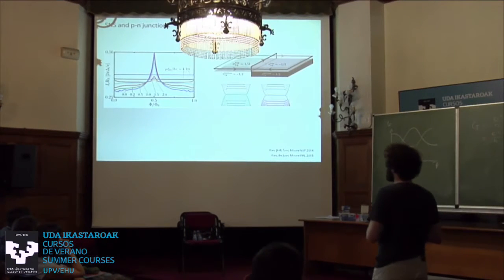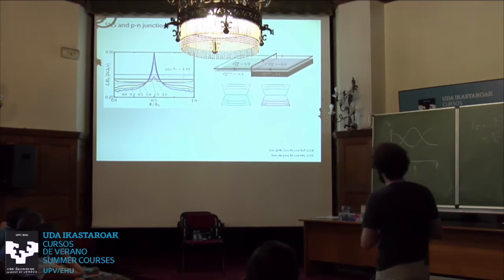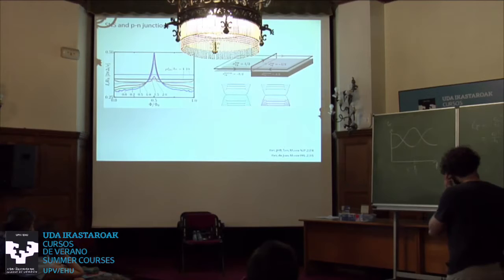There are other cool things you can do with these. I'm not going to talk about this in great detail. There are a couple of papers here. For example, for the chiral mode, if you have a PN junction, you can make what is called a Mach-Zehnder interferometer. But again, I'm not going to talk about this.